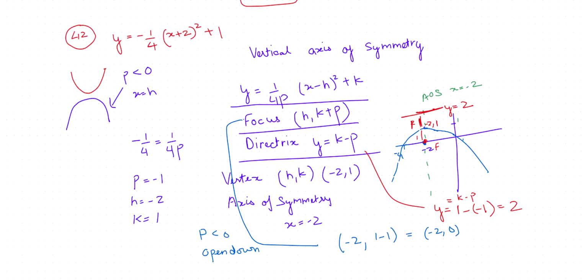So this is the vertex which was -2, 1, and the focus is 1 unit below the vertex and the directrix is 1 unit above the vertex. Okay. So basically y is equal to 2 is our directrix. So the directrix is y is equal to 2. Focus is -2, 0. Okay.